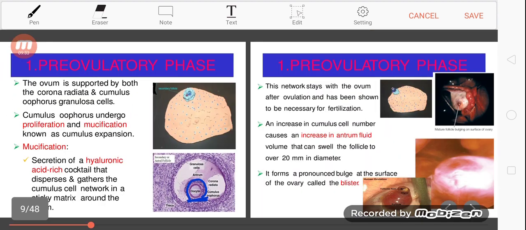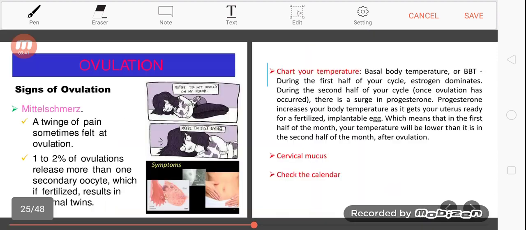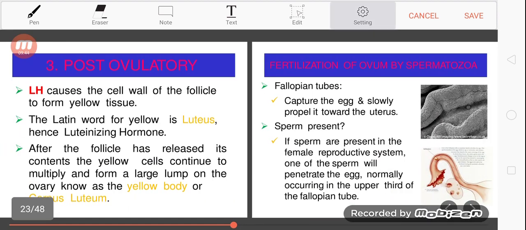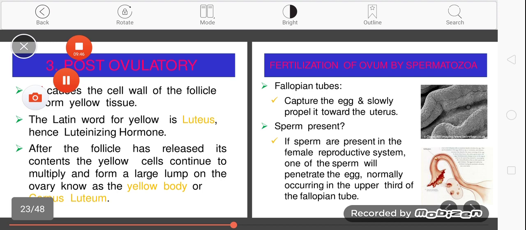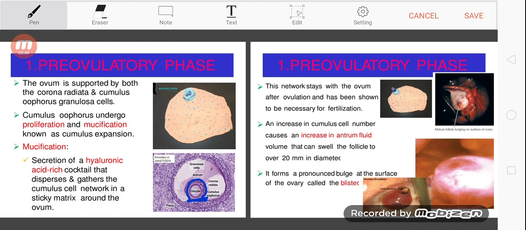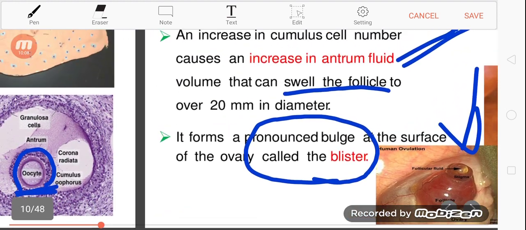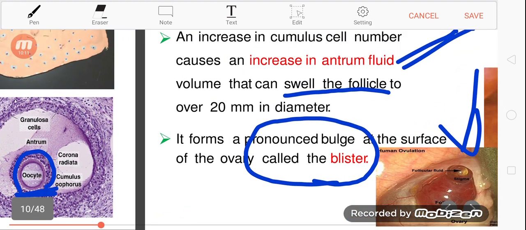And it will cause the cumulus expansion. This one, cumulus expansion, right? Cumulus expansion eventually will increase the antrum fluid, it will swell the follicle until it has this pronounced bulge, or we call it blister. It looks like this. So this is what happened during the pre-ovulatory phase.